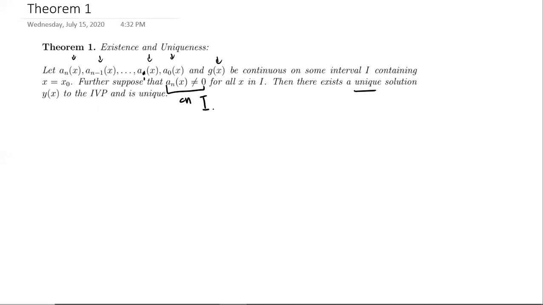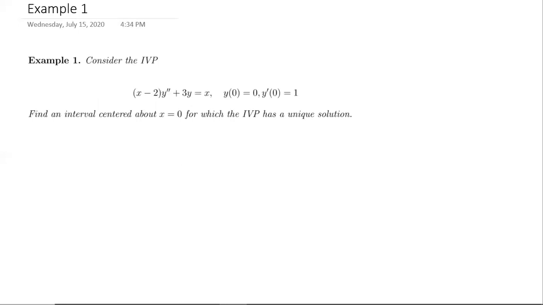So again, just similar to what happened in section 2.4, in the linear case, not only do we know that a solution exists on some interval, we actually know what interval it is. We can find it. So let's do a quick example.